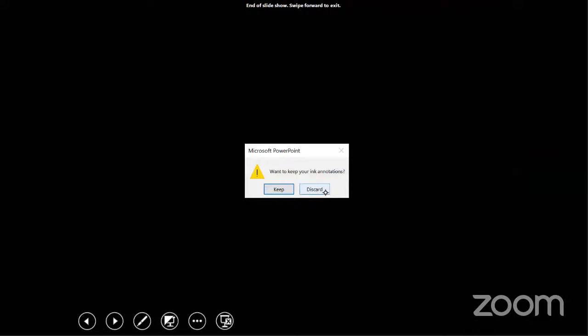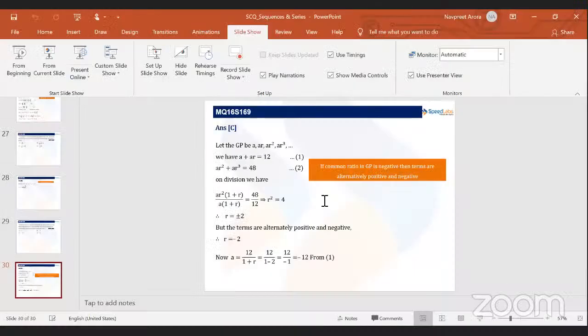Moving to the next question. Yes, that's the end of the slide. So we are starting with multiple choice questions now. Okay.